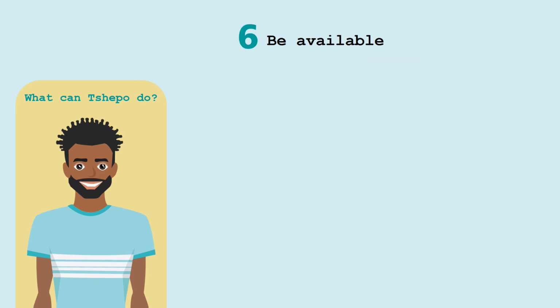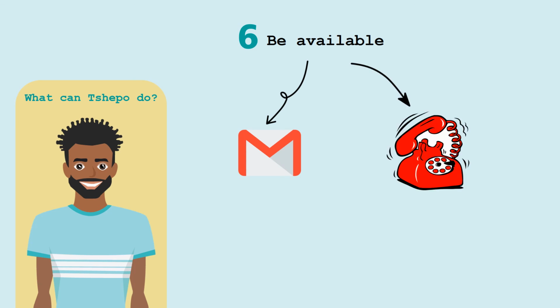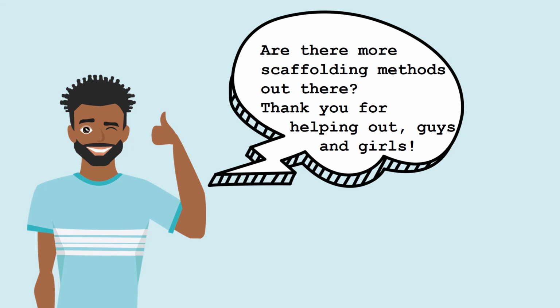This might sound very basic, but to ensure availability is another form of scaffolding. Students should feel free to email or call you should they struggle with a certain area. They should, however, do so in an indicated time slot, given they respect your privacy and time. Can you think of more scaffolding methods which Tebo can use? What are they?